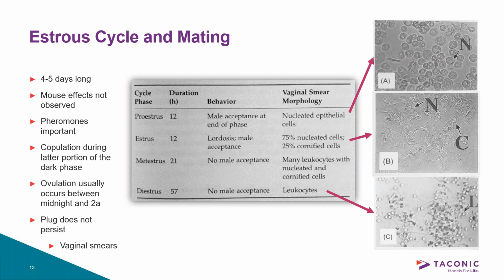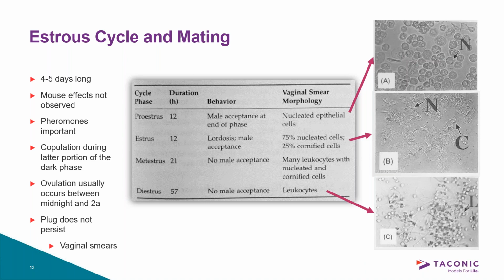I did also note that the mouse pheromone effects that we see, so if you're familiar with the Bruce effect, the Whitten effect, that are these different pheromone and signals in the animals, are not really known to be observed in the rat. But pheromones are important, at least for them just to be able to smell each other, to just have that courting behavior in the rat.